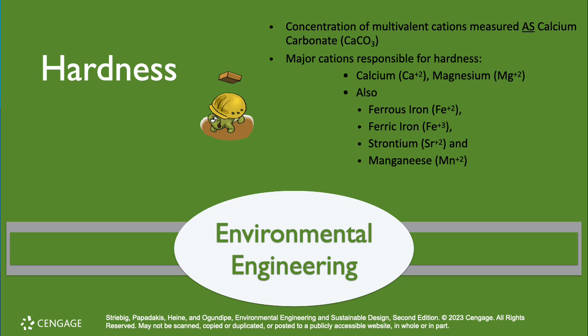The hardness is defined as the concentration of the multivalent cations measured, and this is a unit thing, a convention in engineering, that hardness is measured as if all the hardness is attributed to calcium carbonate. We'll come back to what that means in just a moment. But the cations that are in solution that are actually responsible for that hard scale mostly consist of calcium and magnesium in most areas, but may include some other multivalent cations such as ferrous iron, ferric iron, strontium, manganese, and other plus 2 compounds that are dissolved in water.